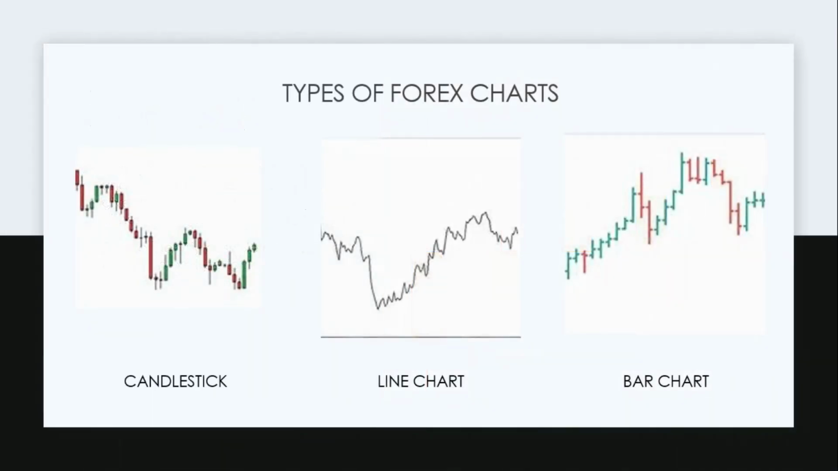Types of forex charts. There are a variety of forex charts, but the main three are candlesticks, the one that I'm explaining today, the line chart, and the bar chart. The line chart is quite similar because it shows the price movement. The bar chart is similar to the candlestick since it almost looks the same, but it's much different from candlesticks. They differ.